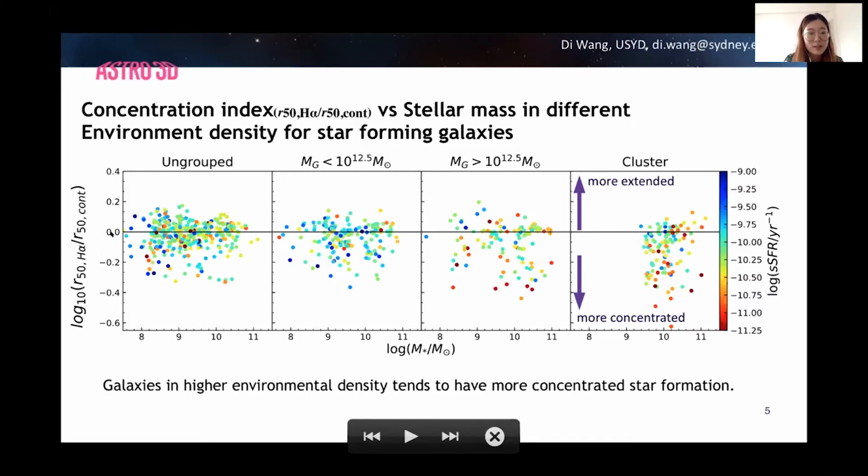So when the scatter is above the 0 reference line, it means it has an extended star formation. When it's beneath the 0 reference line, it has a centrally concentrated star formation. We can see from left to right, galaxies in higher environmental density tend to have more concentrated star formation.